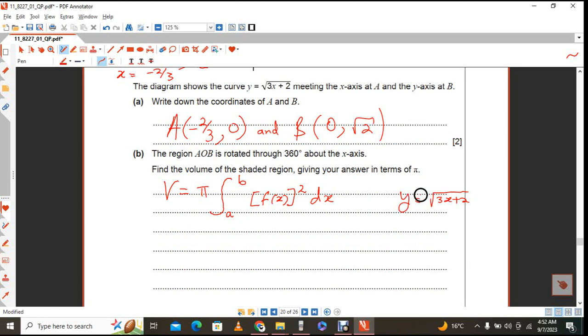And if that is y squared, because we take away the square root by squaring both sides, that is y squared equals 3x plus 2. This is nothing but V equals, now you have those limits of integration. This f of x is nothing but y squared. Can you see that? Maybe I should put the pi on the outside. Y squared dx.